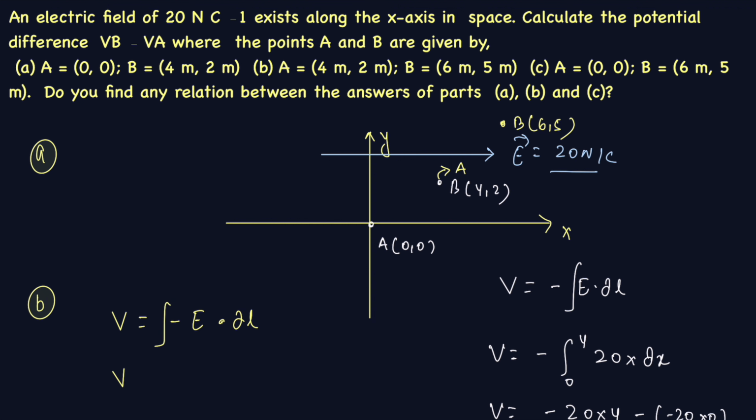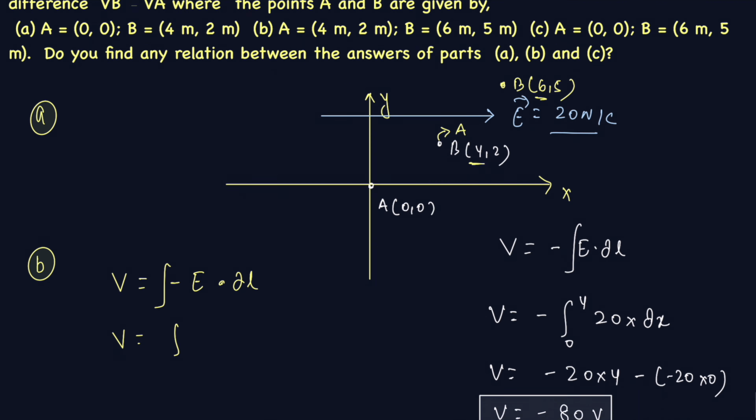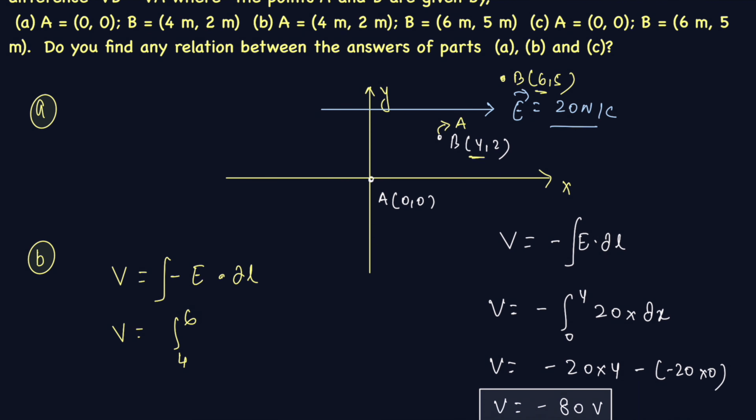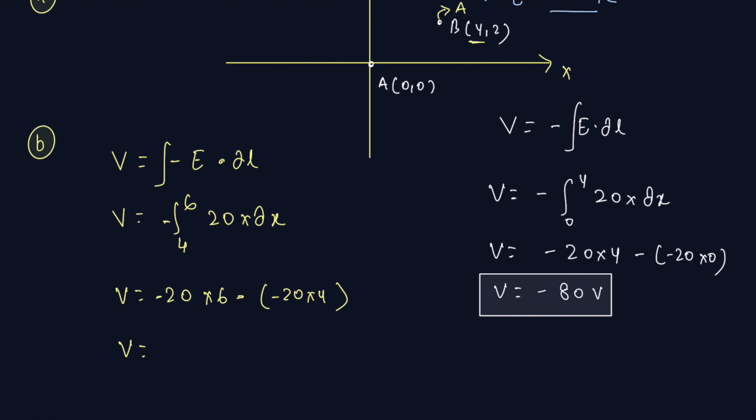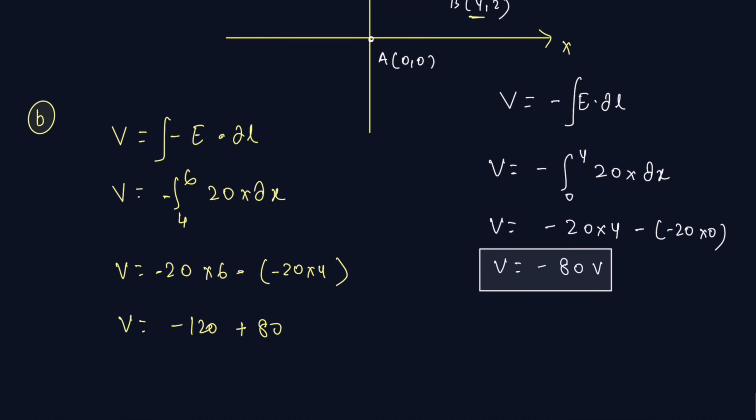So x-axis value is 4 and 6. So it will go from 4 to 6. E is equal to 20 into dx. V we can write it as minus 20 into 6 minus 20 into 4. V is equal to minus 120 plus 80. V is equal to minus 40 volt.